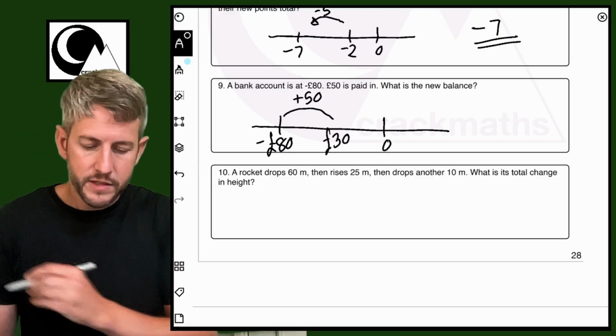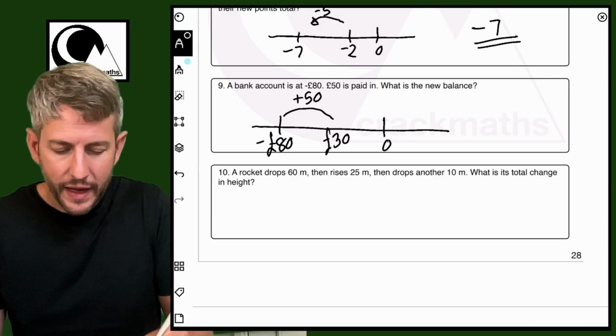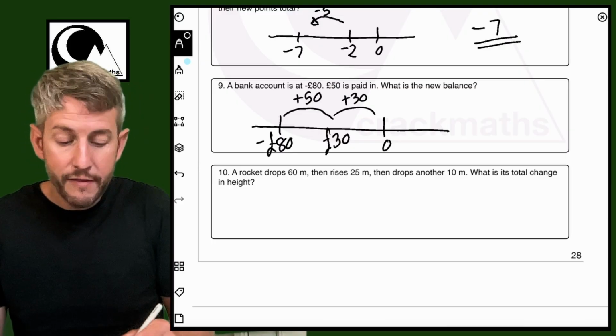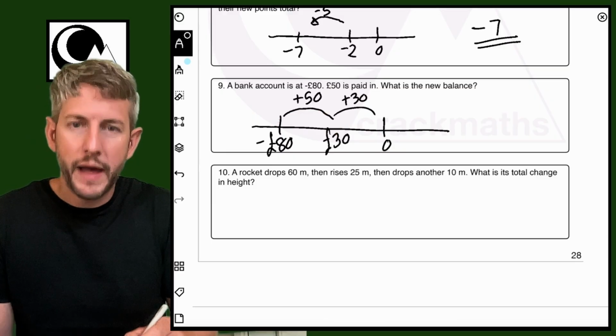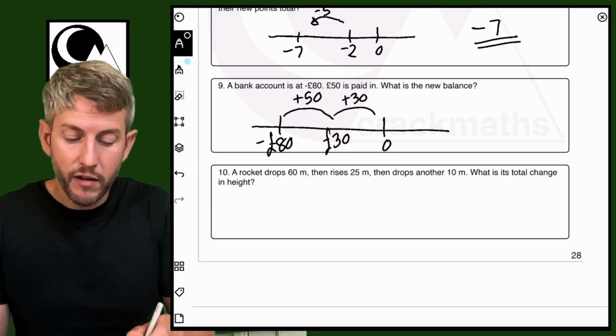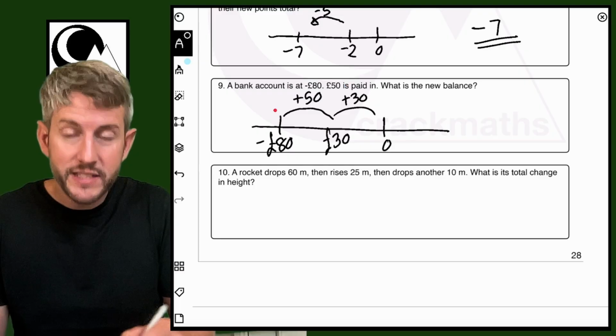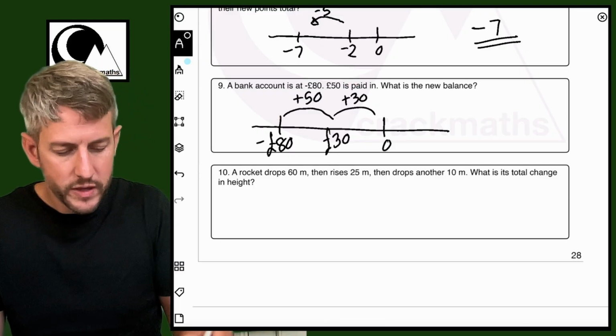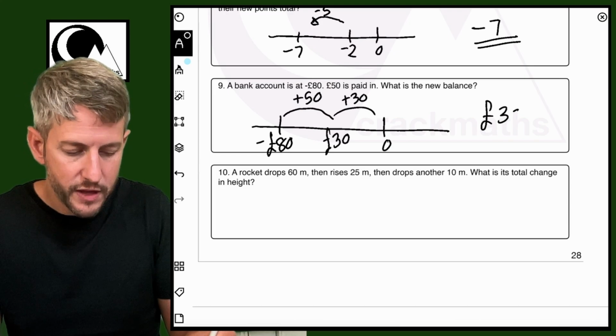Okay, so here we go. And you can think about that here, because if I was thinking about how to get from 80 all the way to 0, then 80 is made up by 50 and 30. So that's what's happening. So what is the new balance? The new balance is £30.